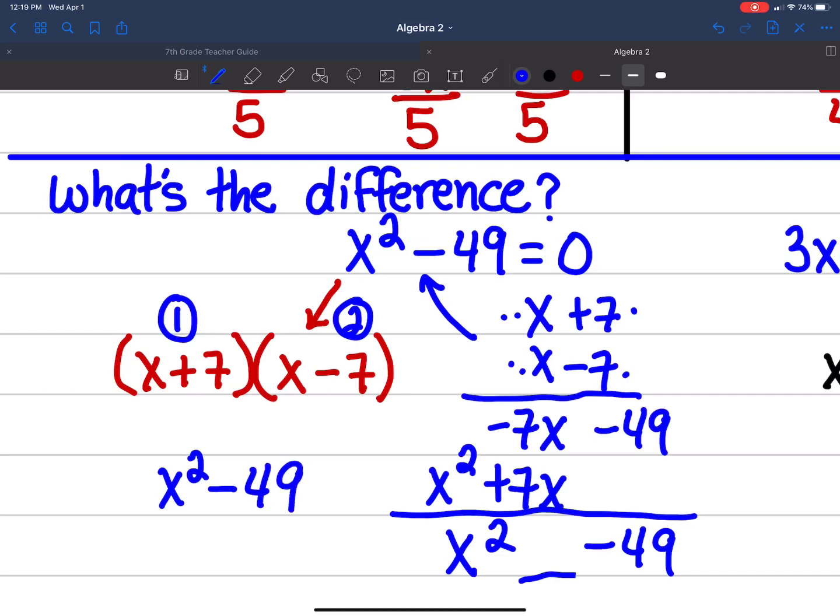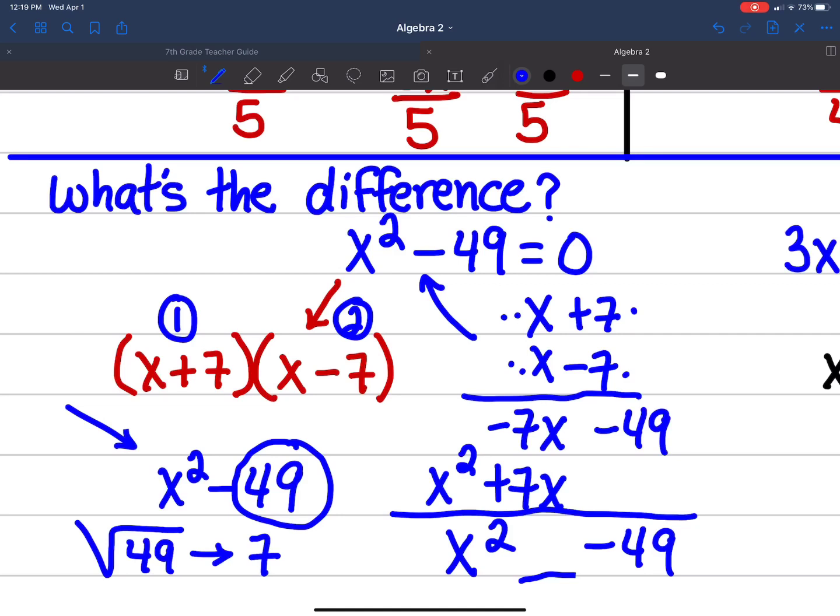Great. So whenever you see that you have a quadratic expression that only has two terms, and the last term is a square root of a number, in this case 49 is the square root of 7, and there is no middle term, then you know that the factors should look like this up here. Okay, it should look like that up there.